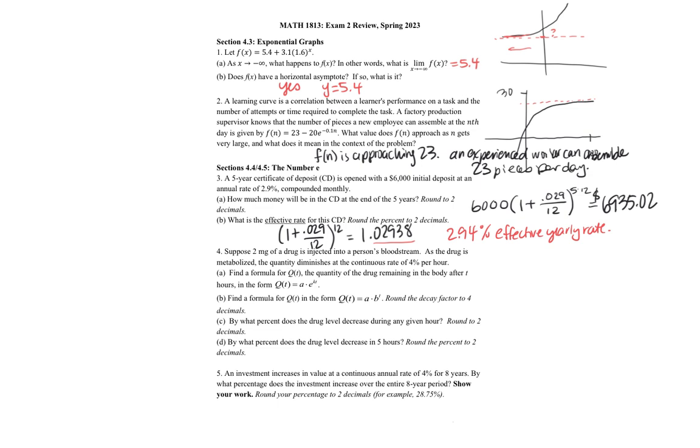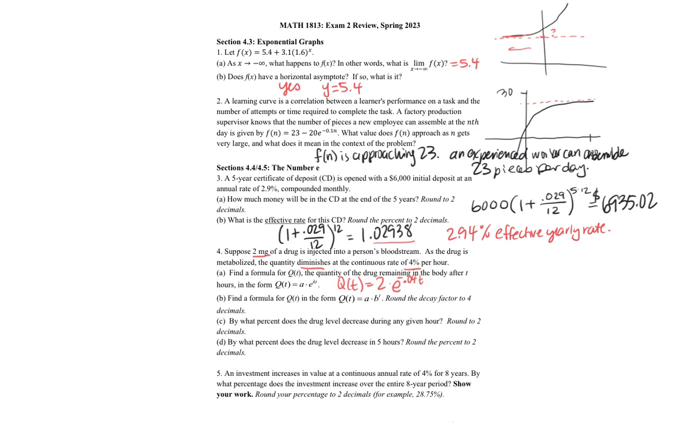Okay, suppose 2 milligrams of a drug is injected into a bloodstream. As the drug is metabolized, it diminishes at a rate of 4% per hour. Find the formula for the quantity. Okay, so our initial amount is the 2 milligrams, and then my rate is diminishing at 4%. So Q of t is going to equal 2 times e to the negative 0.04t.